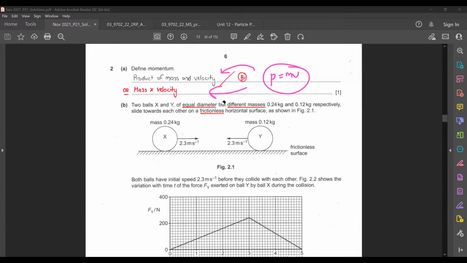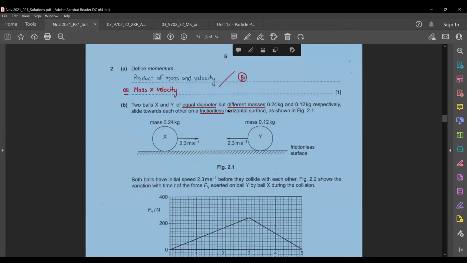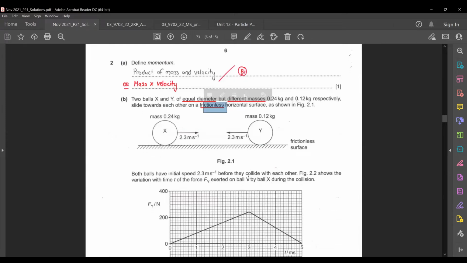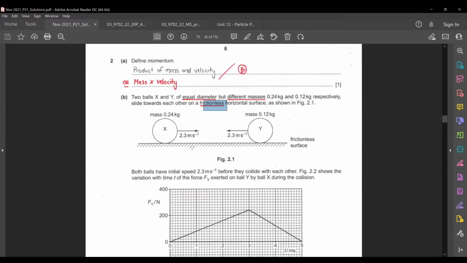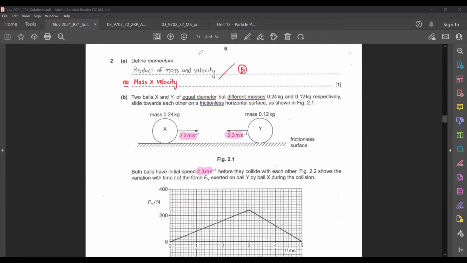Now for the other question: two balls X and Y of equal diameter but different masses, 0.24 kg and 0.12 kg respectively, slide towards each other on a frictionless horizontal surface as shown. Both balls have an initial speed of 2.3 meters per second before they collide with each other. Figure 2.2 shows the variation with time of force Fy exerted on ball Y by ball X during the collision. Fy is basically the force on Y.